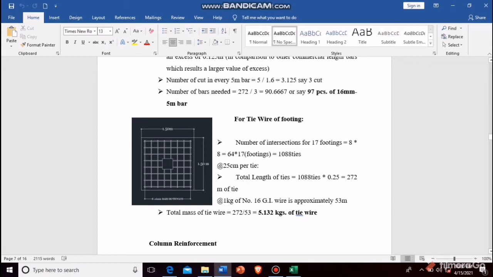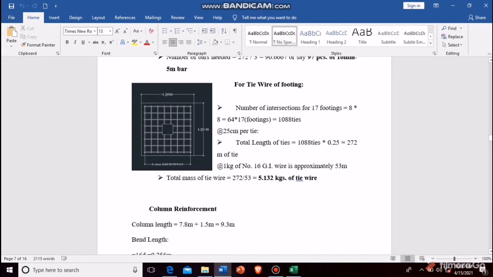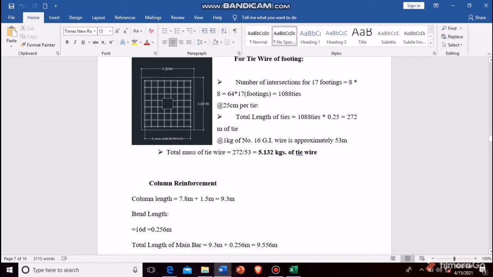Total length of ties, that is 1088 ties times 0.25, that is 272 meter of tie. One kilogram of number 16 GI wire is approximately 53 meter. Total mass of tie wire is 272 over 53, that is 5.132 kilograms of tie wire.